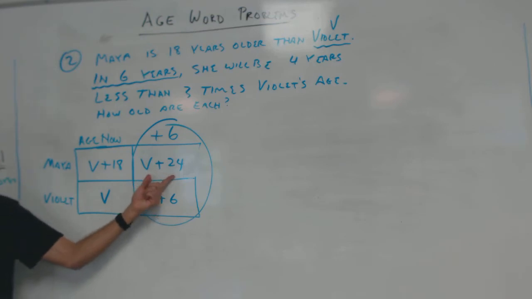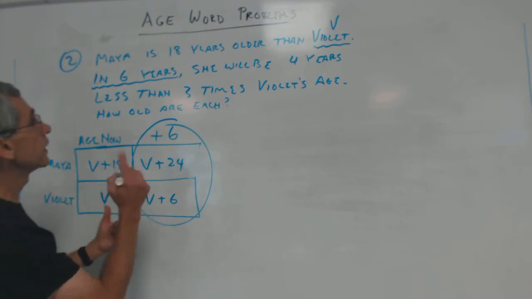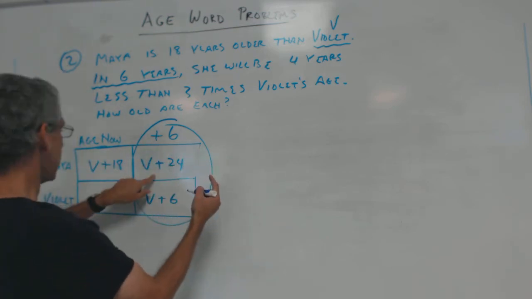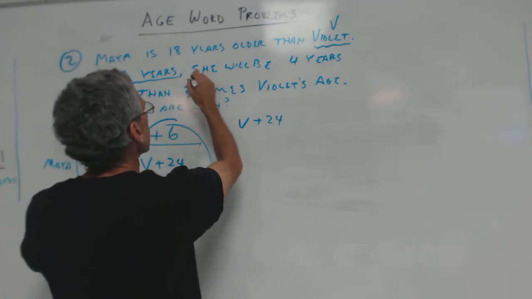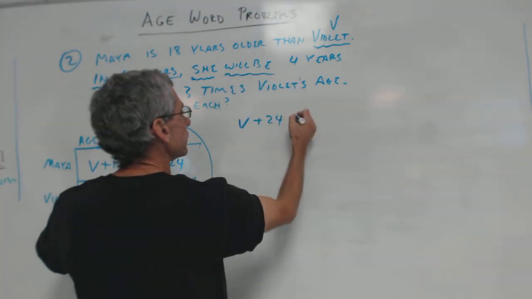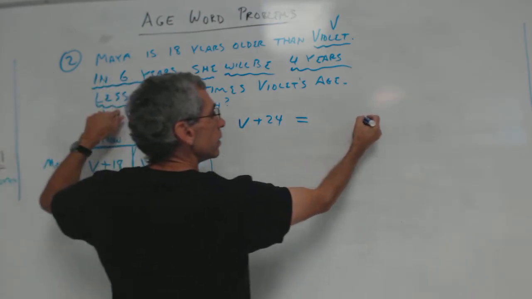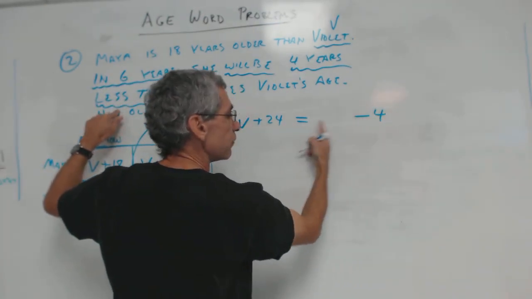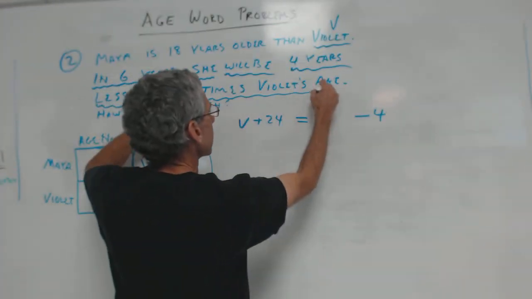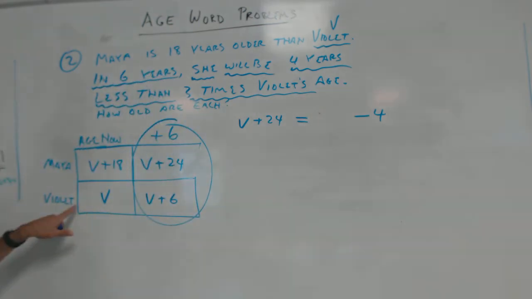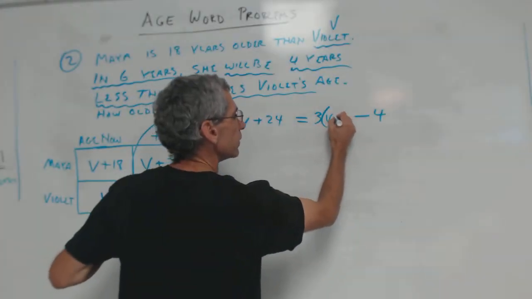Whenever it says Maya, that's what I write. Whenever it says Violet, that's what I write. Here we go. In 6 years, she, that's Maya, V plus 24. She, Maya, will be. That's equals, right? 4 years less than. How do I put that? -4. -4 off to the right. Because I have to have whatever she's less than first, right? Yeah. Less than 3 times Violet's age. How do I write that? So 3 parentheses V plus 6, right? Yeah, 3 parentheses V plus 6.